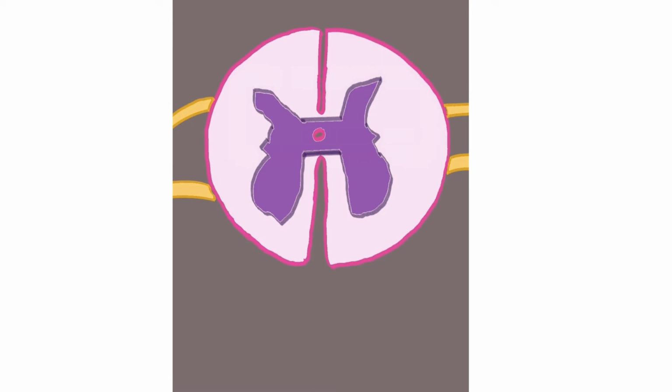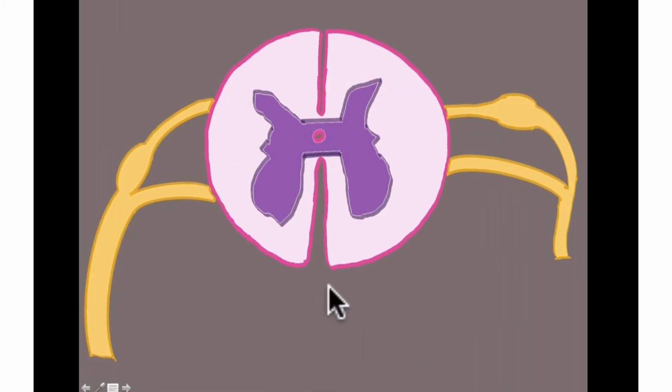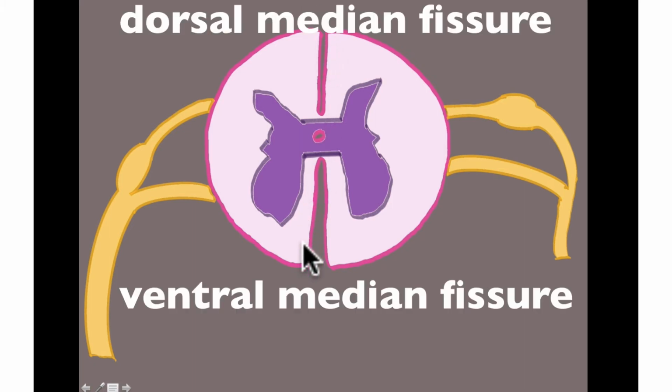Here's a cross-section of the spinal cord. This region right here is anterior. This is posterior. This is the dorsal median fissure. This is the ventral median fissure. One thing about the spinal cord, the gray matter is towards the interior, where we see in purple here, and the white matter is off to the periphery, and that is the inverse of what we saw in the cerebral hemispheres.